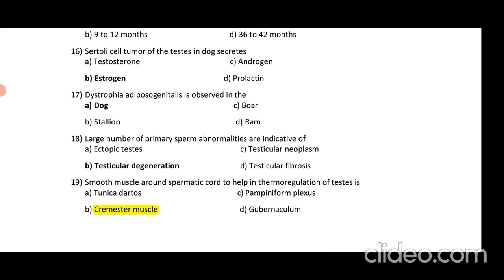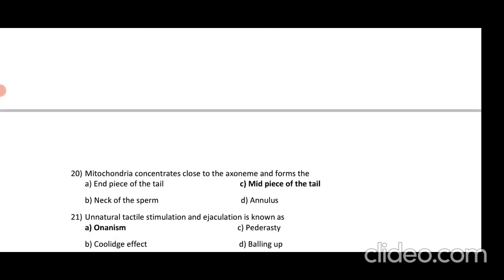Smooth muscle around the spermatic cord to help in thermoregulation of testes is cremaster muscle, and pampiniform plexus. Pampiniform plexus is a composite of veins and arteries, circulatory vessels that help to thermoregulate, decreasing the temperature of the testes to 2 to 4 degrees centigrade lower than the body temperature. So the muscle is the cremaster muscle and the vascular supply is the pampiniform plexus. As they asked about muscle, it is the cremaster.